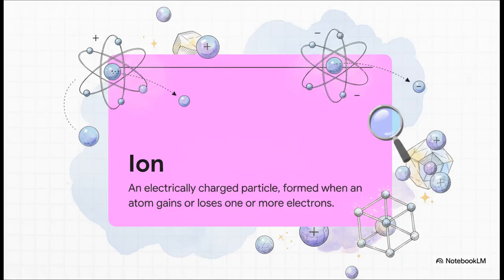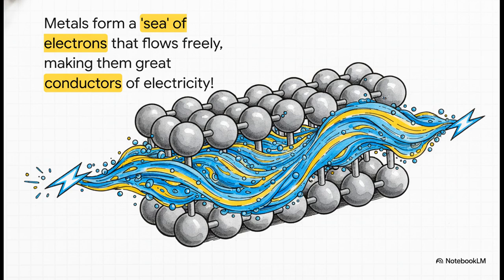Now, that moment, that act of giving or taking an electron in an ionic bond, it's a huge deal. It creates something totally new called an ion. The atom isn't neutral anymore. It now has an electric charge. And this isn't just some abstract concept. This is literally how batteries work and how the nerves in your brain fire. It's absolutely fundamental.